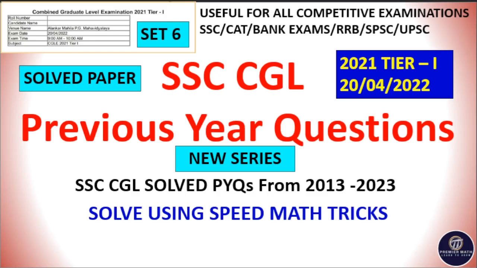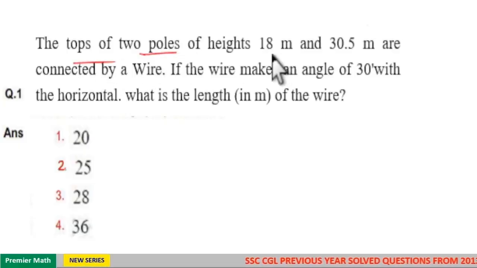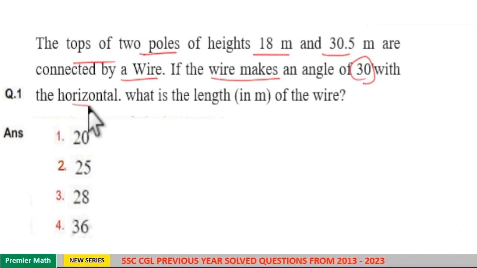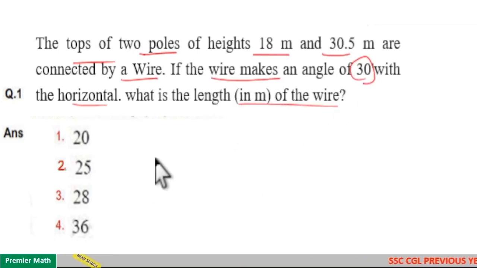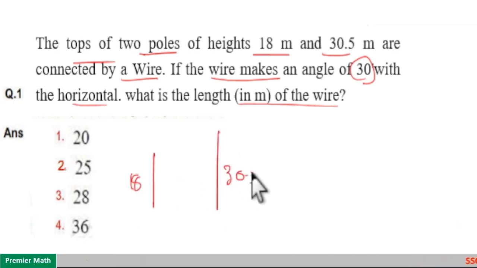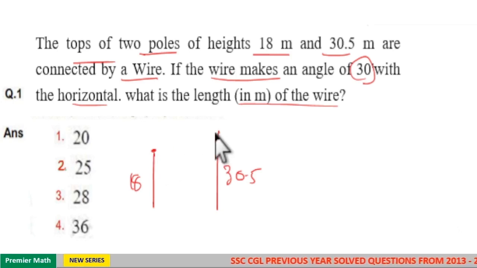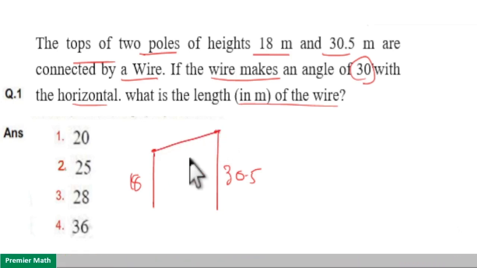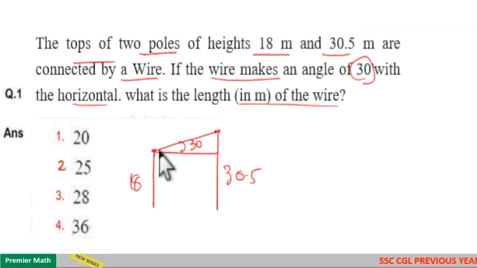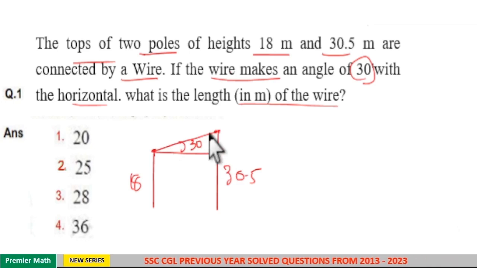Our first question is: the tops of two poles of height 18 meter and 30.5 meter are connected by a wire. If the wire makes an angle 30 degree with the horizontal, what is the length of the wire? Here this is 18 meter pole and this is 30.5 meter pole. Now tops of these two poles are connected by a wire and this wire makes angle 30 degree with the horizontal. Now you can see this is the length of the wire. We need to find out this length.